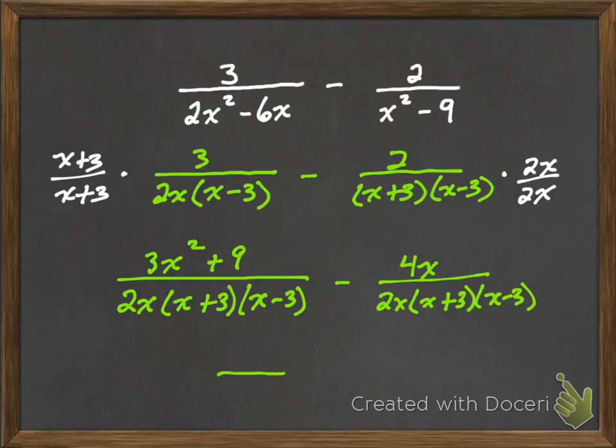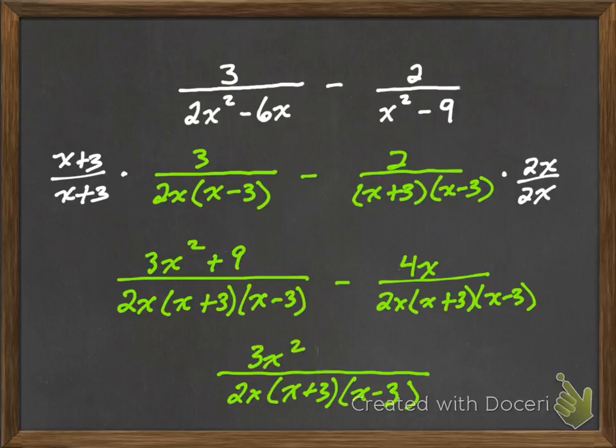And then combining these together into one answer, you have 2x, x plus 3, x minus 3 for your denominator. And the numerator is 3x squared. Then you have a minus 4x. And a positive 9 up here. And once again, this numerator does not factor down. Therefore, this is our final answer here.